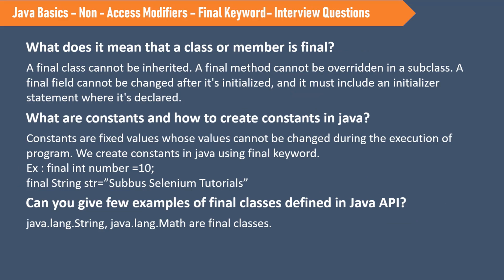What does it mean by a class or member is final? So we have already seen this one. A class that is final cannot be inherited and a member or variable that is final cannot be changed and a method which is final cannot be overridden. What are constants and how to create constants in Java? Just use final keyword. If we use final keyword, then that becomes a constant and you cannot change it. Can you give some examples of final classes declared in Java API? So the examples are java.lang.String and java.lang.Math. These are final classes.